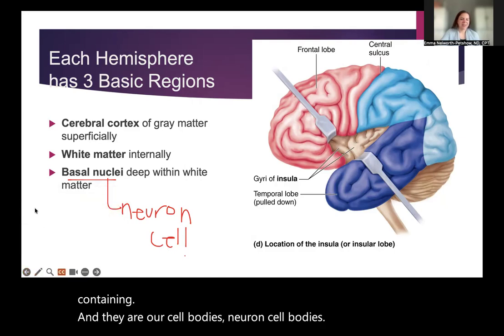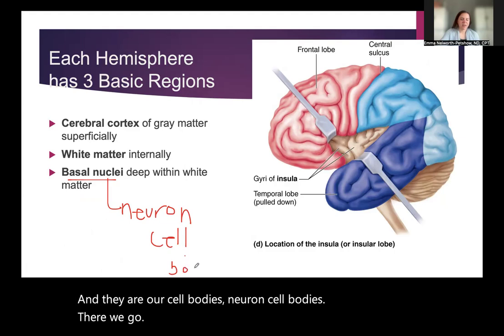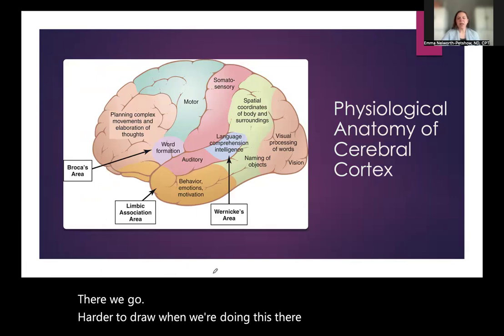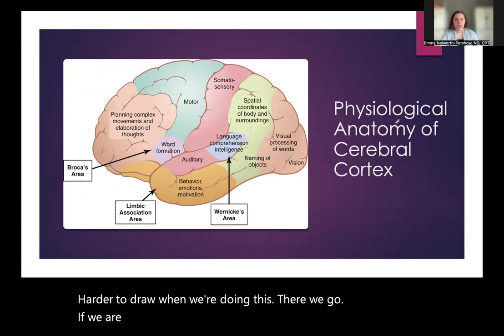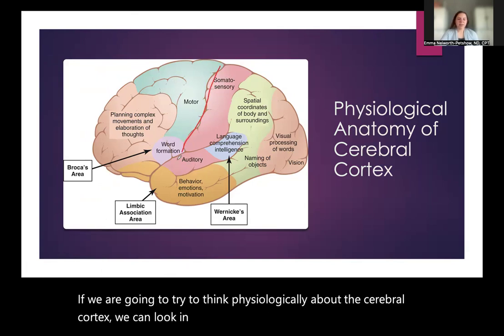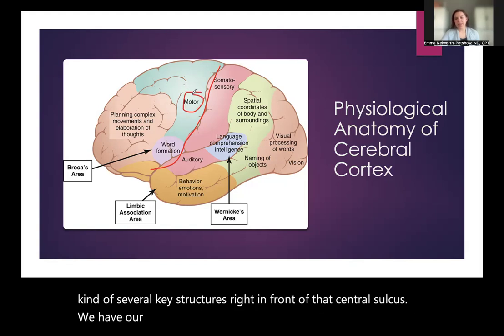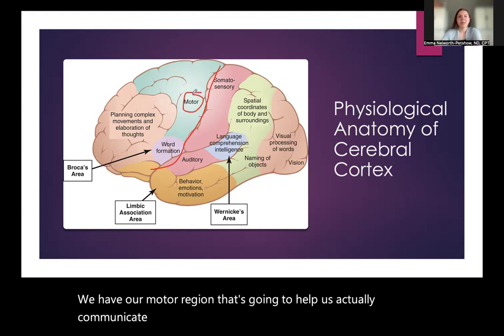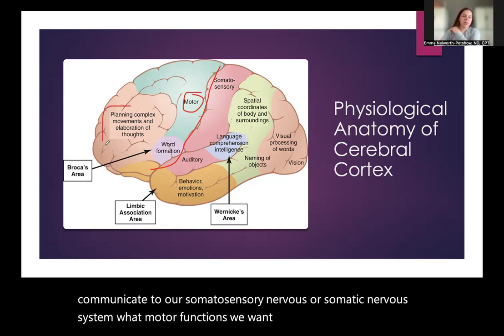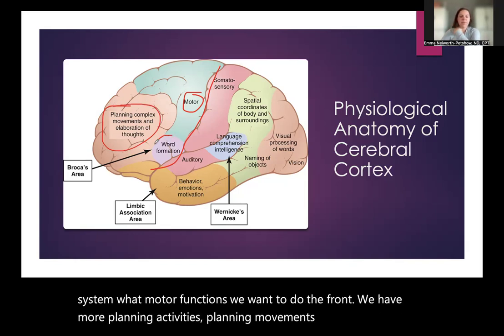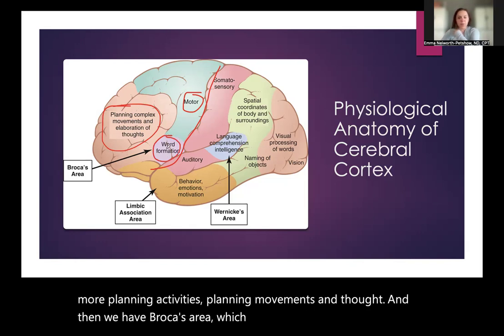There we go. Harder to draw when we're doing this. There we go. If we are going to think physiologically about the cerebral cortex, we can look in the frontal lobe and we can see that there are several key structures. Right in front of that central sulcus, we have our motor region that's going to help us communicate to our somatic nervous system what motor functions we want to do. In the front, we have more planning activities, planning movements and thought. And then we have Broca's area, which is specifically named for word formation.